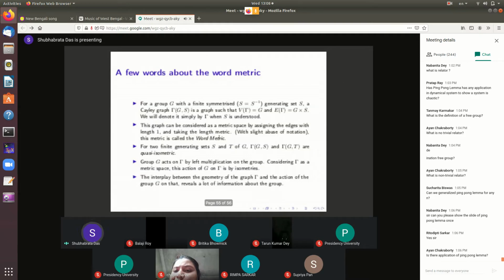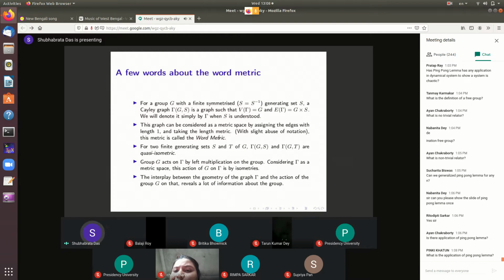So this interplay is very, very important, and it reveals a lot of information about the group. Roughly that is all I wanted to say. I just wanted to make you think that groups are objects which make things move. They act on spaces with different structures, and they can be looked at as symmetries of those structures. That's all. Thank you.